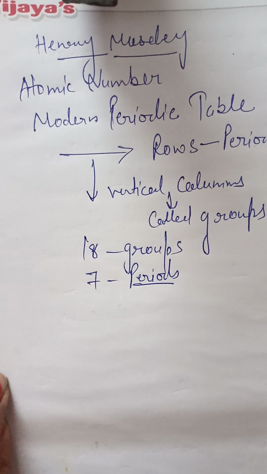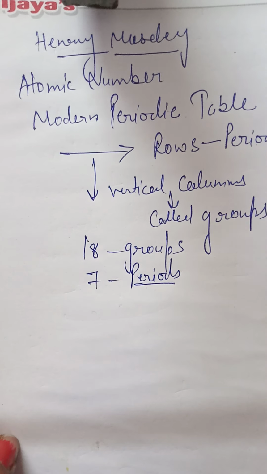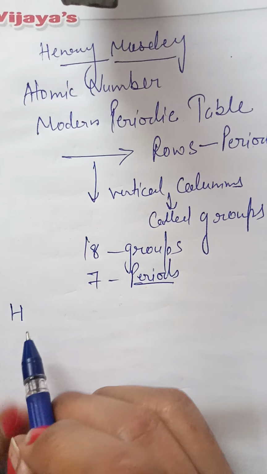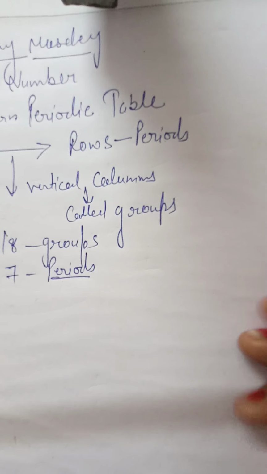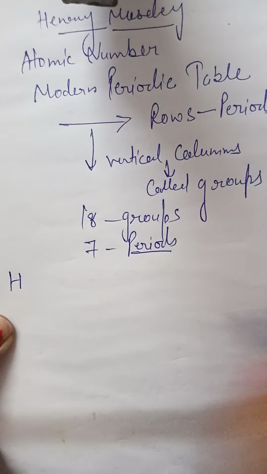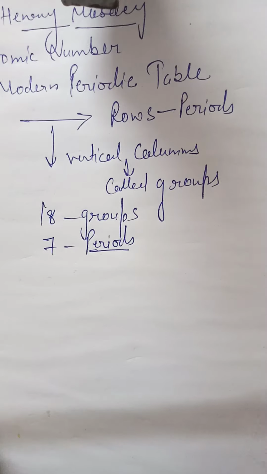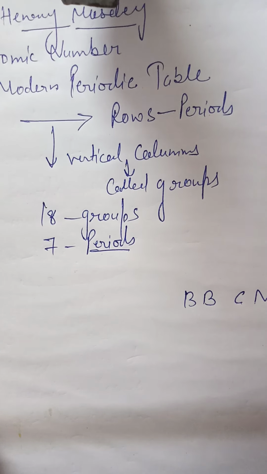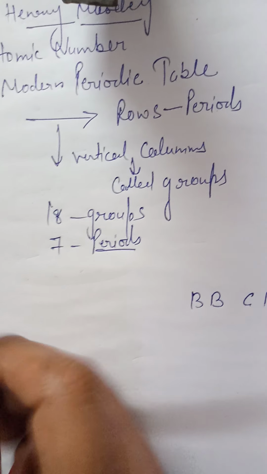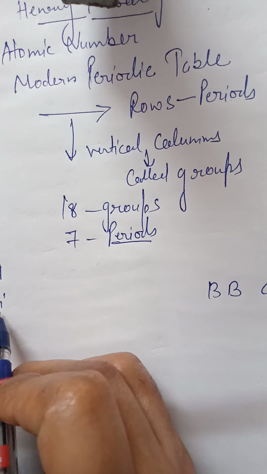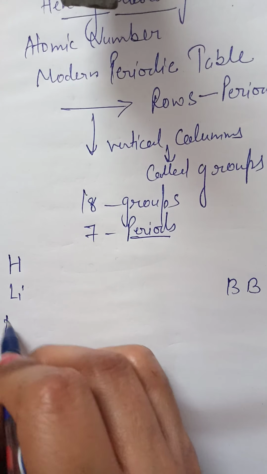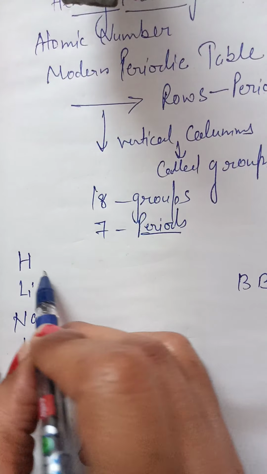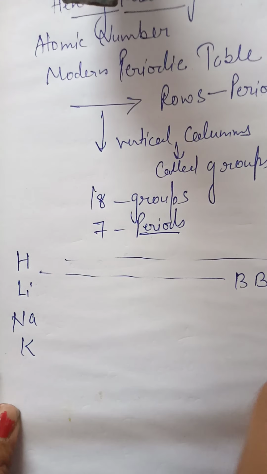Now in the new periodic table, the elements are arranged according to increasing atomic number. Hydrogen occupies the first position, the first corner. Then in the second corner we have helium, then lithium, then beryllium, boron, carbon, nitrogen, oxygen, neon, like this. And now we have hydrogen, lithium, sodium. The third one is sodium. Then we have potassium. In this way the elements are arranged in the modern periodic table.